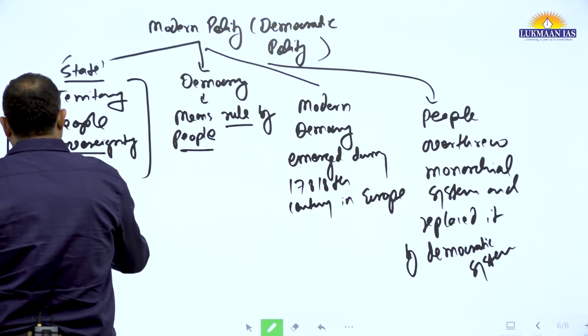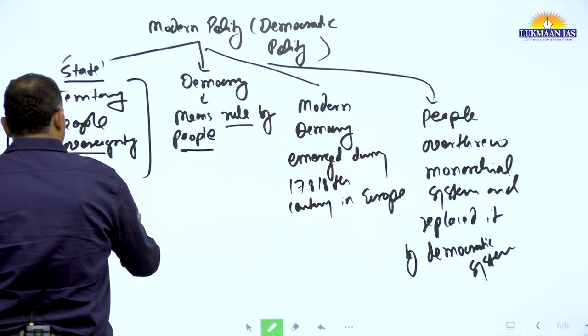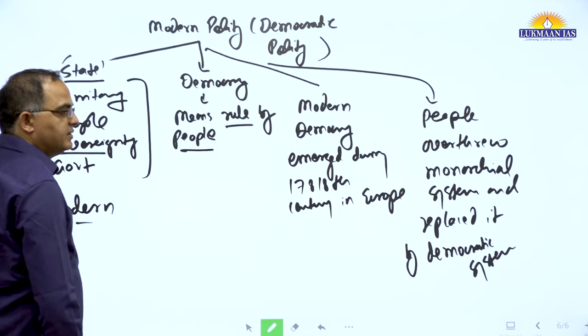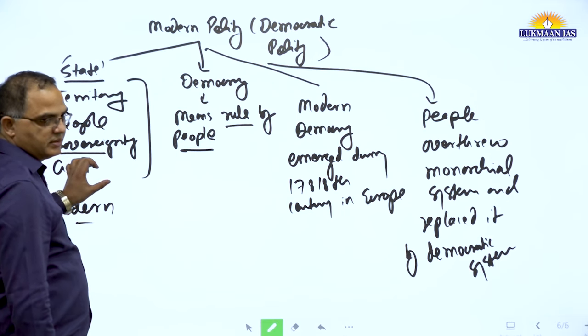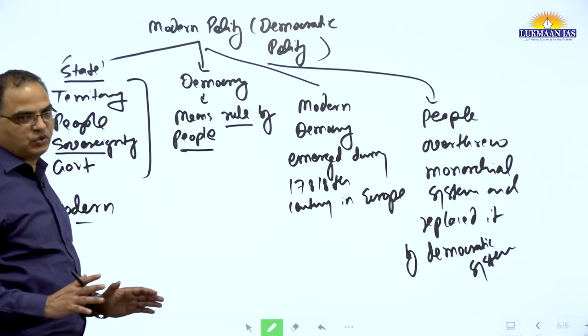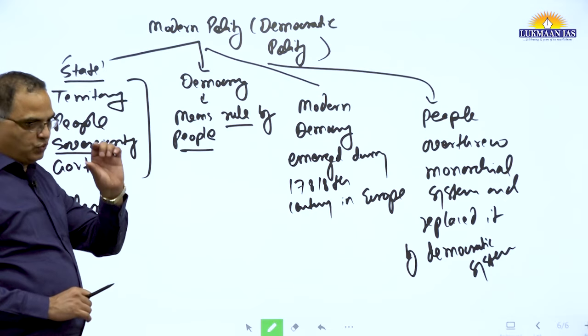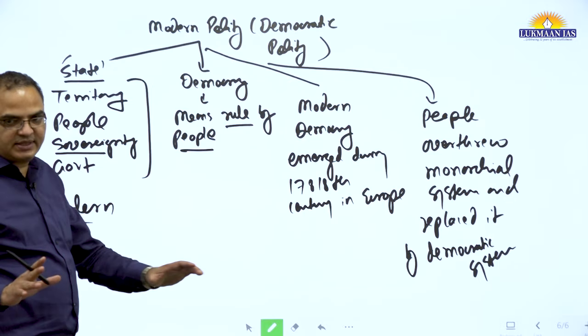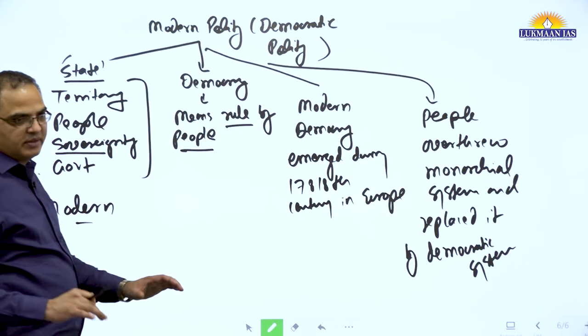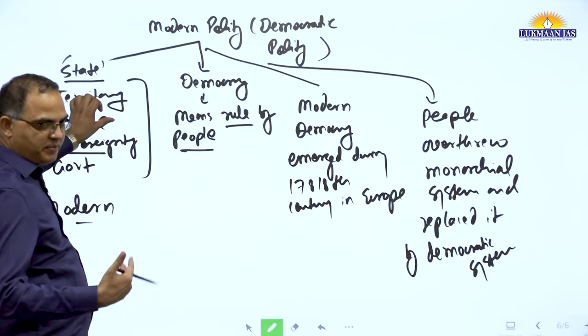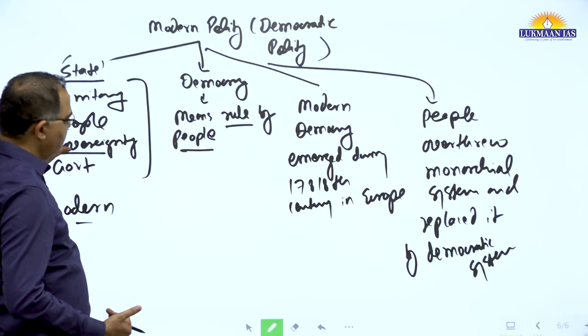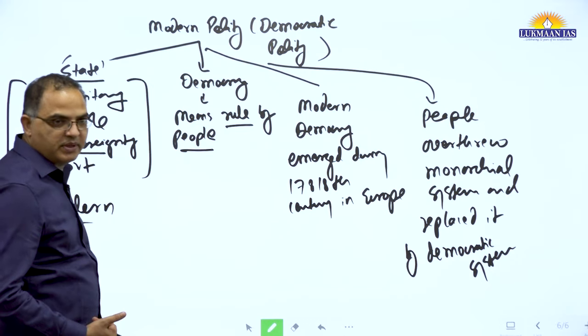It is a modern characteristic that people, territory, sovereignty and government. Any state has four constituents. When we use the term state, it has four elements. Territory, because without territory, state is not possible. And territory will have people, isn't it? And then sovereignty and government.